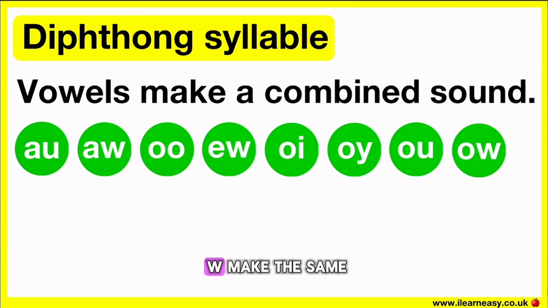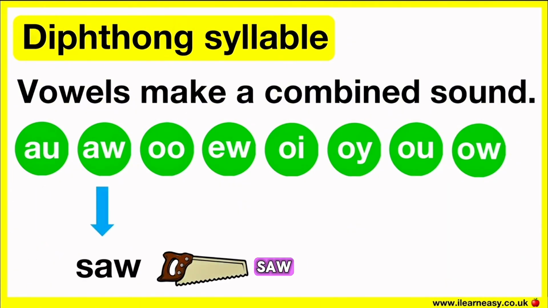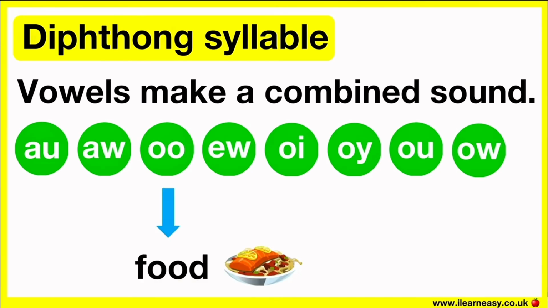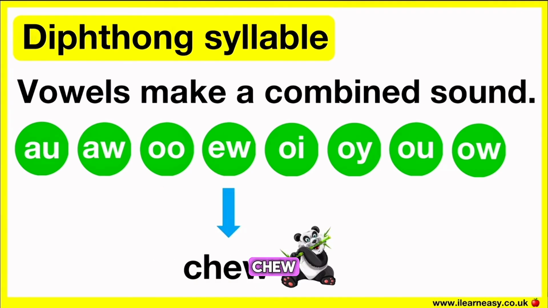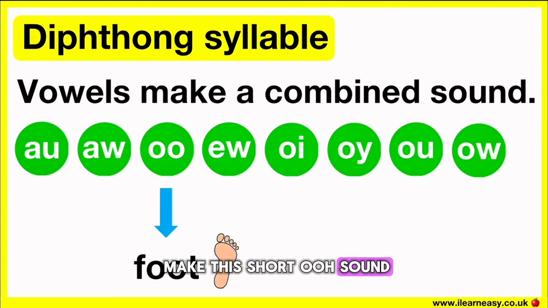AU and AW make the same aw sound. For example, author, saw. OO and EW can make the same oo sound. For example, food, chew. OO can also make the short oo sound. For example, foot.